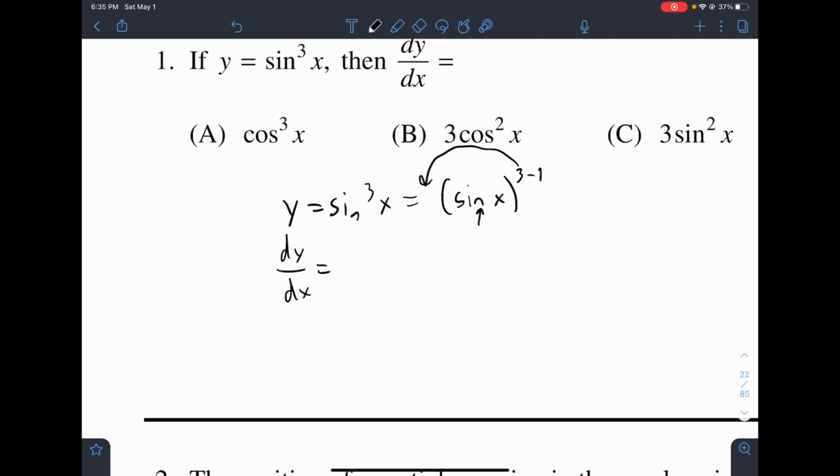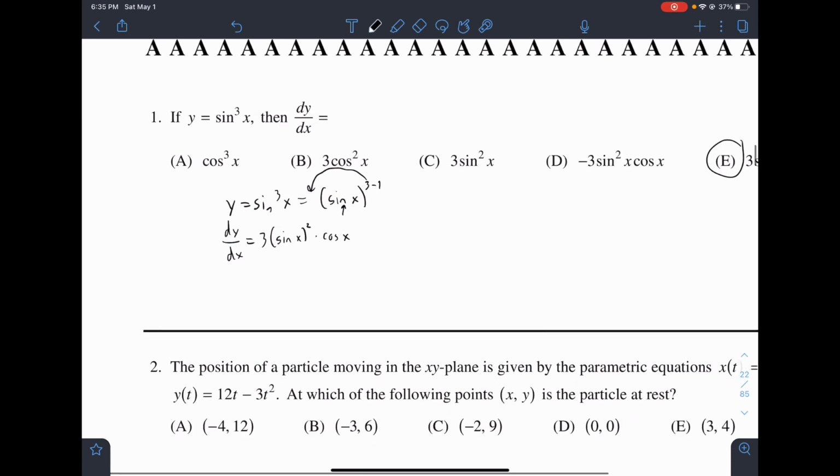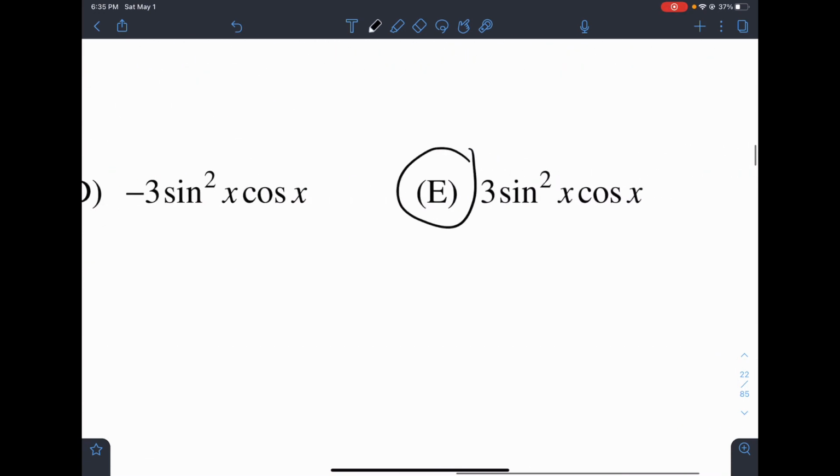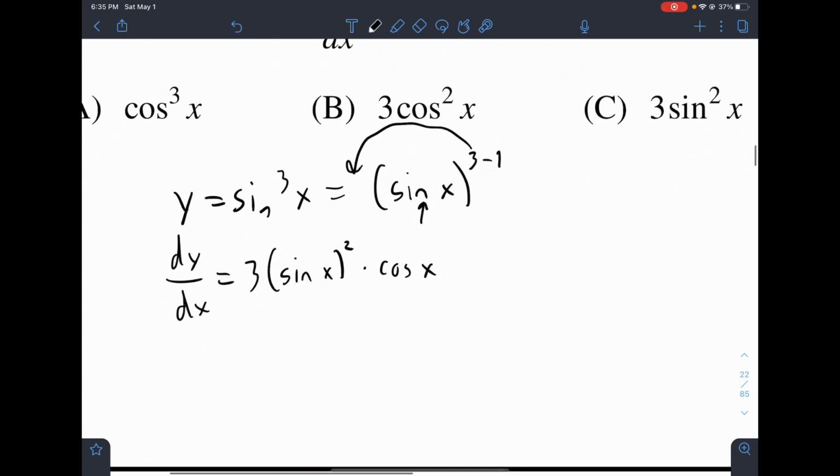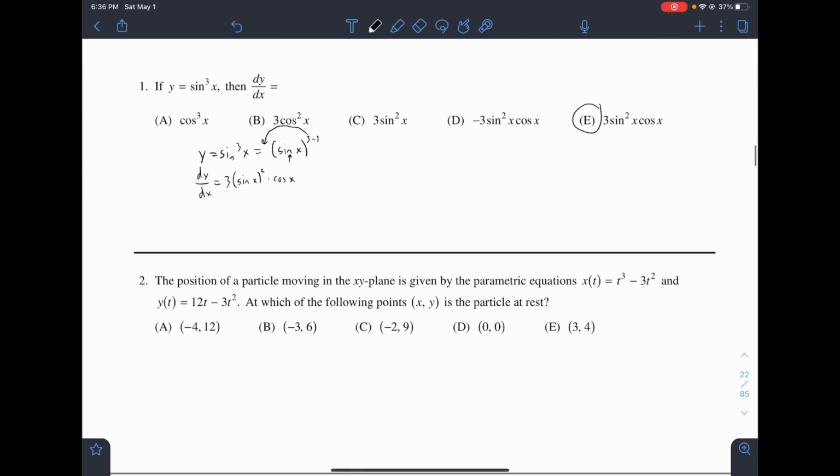So when we use the power rule, we get 3 sine of x squared, which would be the same as sine squared of x. But then the derivative of sine is cosine, so we multiply by cosine of x. And so when we look at our answers, we see that 3 sine squared of x cosine of x is what we have here, so our answer is E.